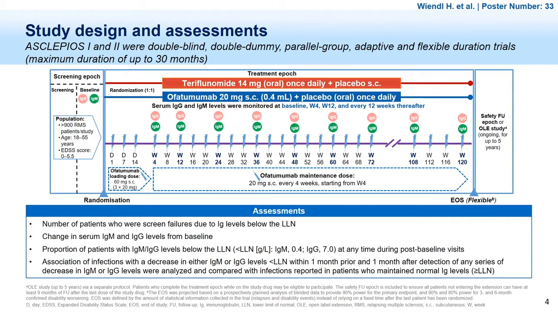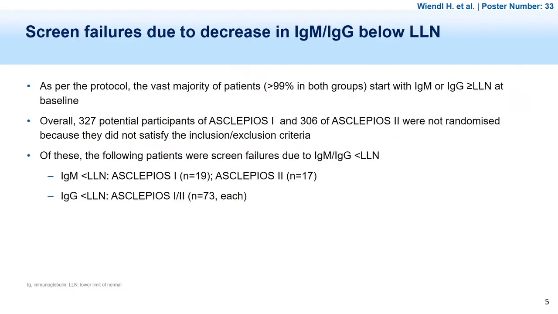What you see here is the study design and the assessments. It is a head-to-head trial against teriflunomide, an oral comparator, and the assessments were done every 12 weeks. What was assessed were the numbers of screen failures due to lower limit of normal IgG levels before entering the trial, the change in serum IgM and IgG levels, the proportion of patients that became lower limit of normal during post-baseline, and the association of those lowerings with an infectious event.